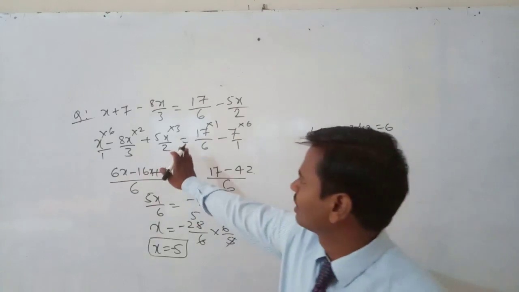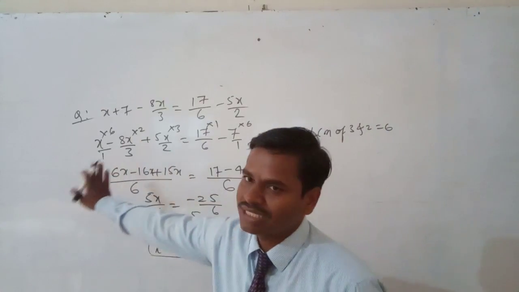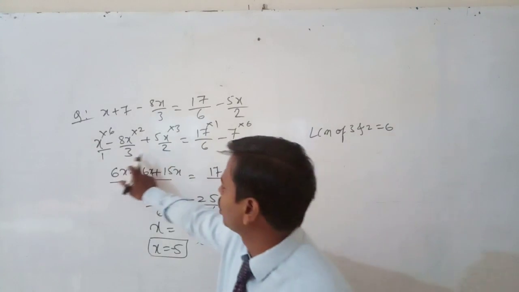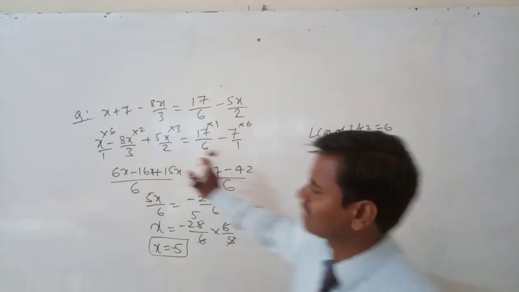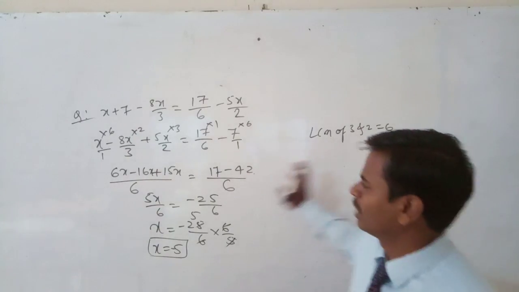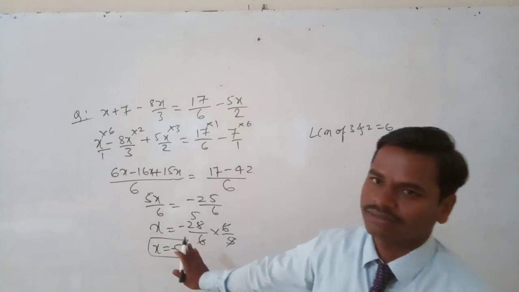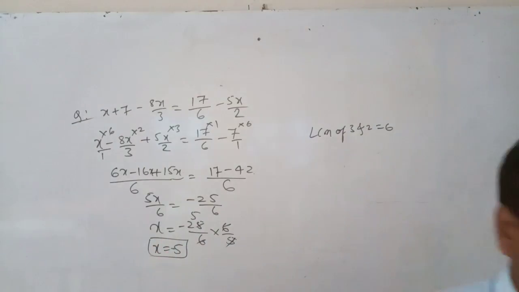Like this, first we will keep variables on one side, constant numbers on the other side, and take the LCM of denominators. LCM of 3 and 2 is 6. That's why the denominator is 6. Simplify this, the x value is minus 5.